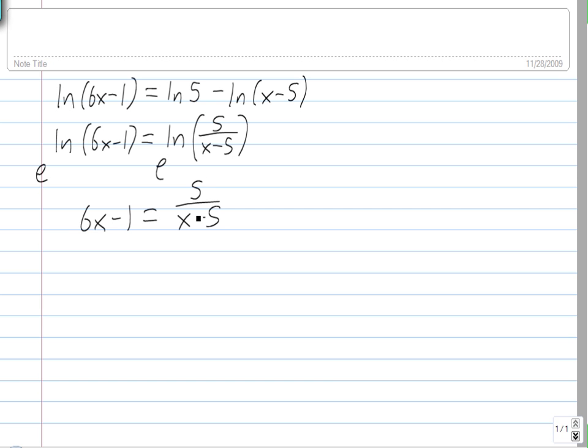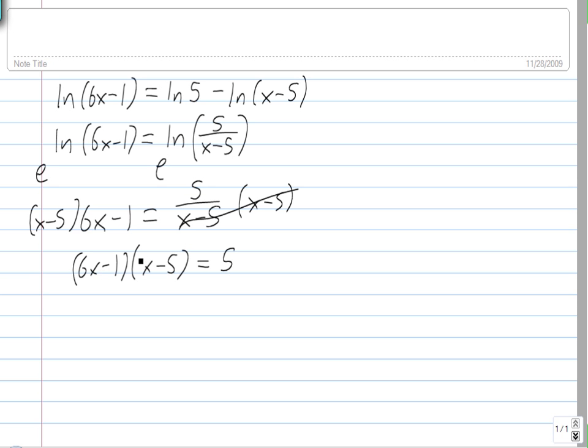Now, we don't want the variable that we're solving for in the denominator, so multiply both sides by x minus 5. So you're left with 6x minus 1 times x minus 5 equals, these x minus 5's cancel out, and you're just left with 5 on the right side.